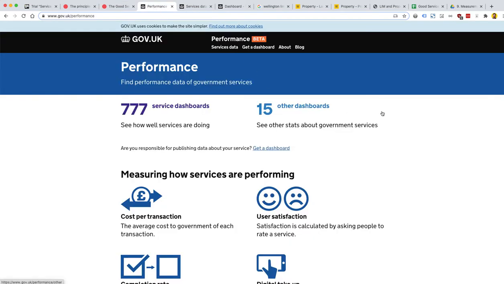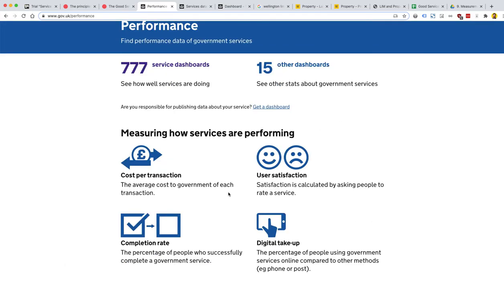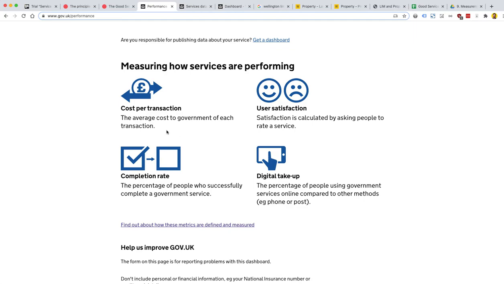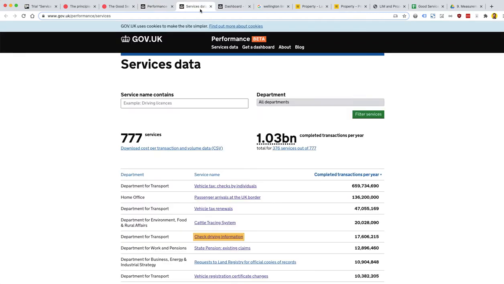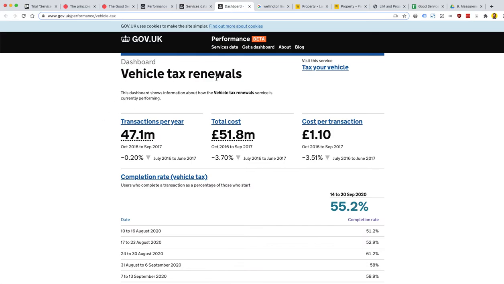The UK's GDS team's performance framework is based on four elements: cost per transaction, user satisfaction, completion rate, and digital take-up. You can see an example here where they've done it for vehicle tax renewals, and you can see the total transactions per year, the total cost per year, and the consequent cost per transaction.